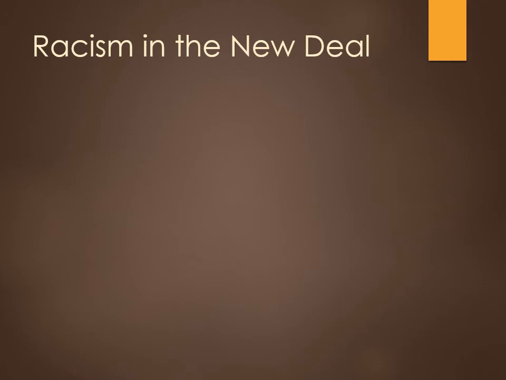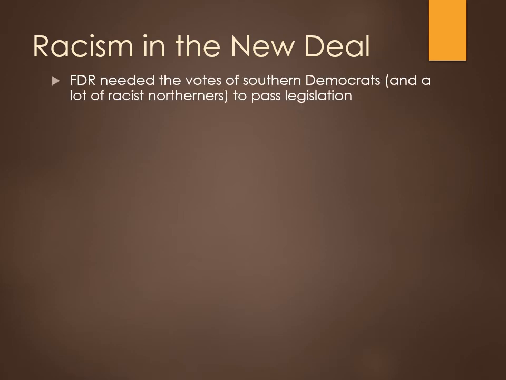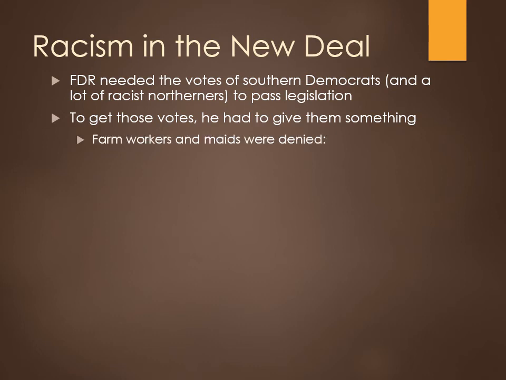But I want to focus specifically on racism during the New Deal, because this was a time of progressive change in the country, and there were an enormous number of real accomplishments that President Roosevelt deserves credit for. But there's a dark side of this that we need to talk about. He needed the votes of Southern Democrats, and for that matter, a lot of racist Northerners to pass legislation. This may be useful legislation, like Social Security, for example, but he needed their votes in order to get it through. And he had to give them something in order to get those votes.